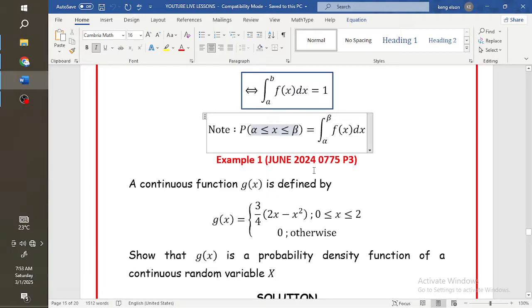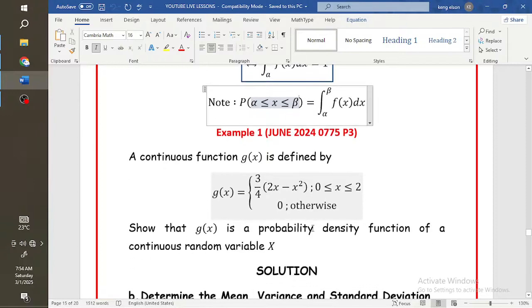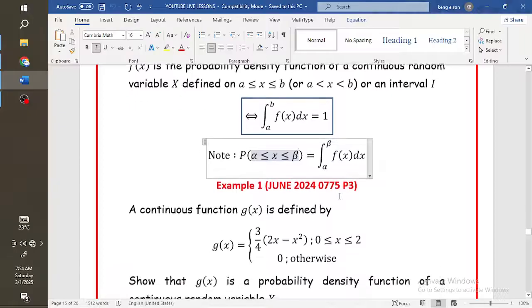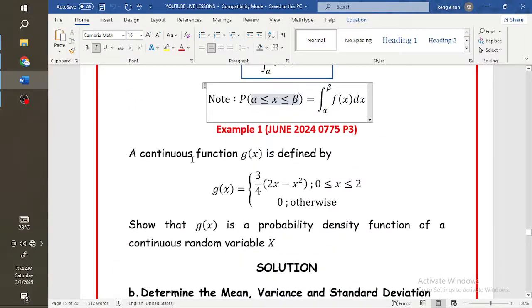So this is June 2024 for the math paper 3. I think it was question 8b, if I can remember well. So I just copied part of the equation, which is the part that interests us on our first definition. So the question said that a continuous function g of x is defined by this.